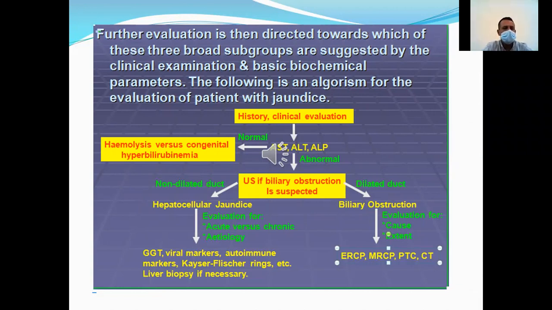So send the jaundiced patient for evaluation of any parenchymal liver disease. For example, GGT, viral markers, autoimmune markers, KF ring for Wilson disease, or liver biopsy, etcetera. So from this diagram we can reach the final diagnosis.